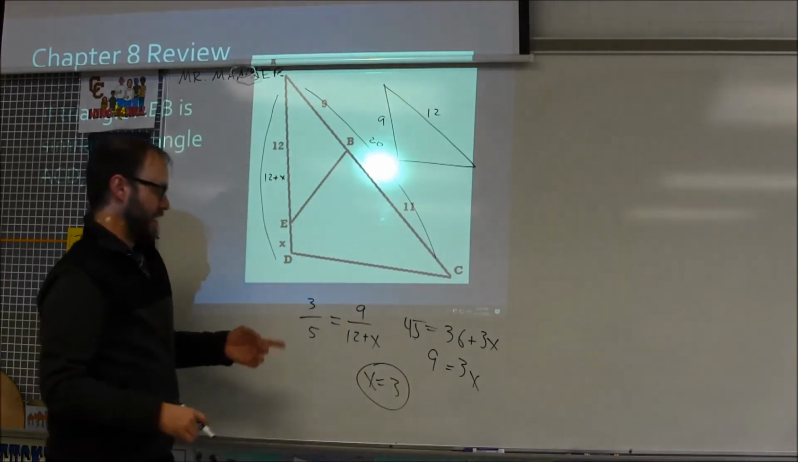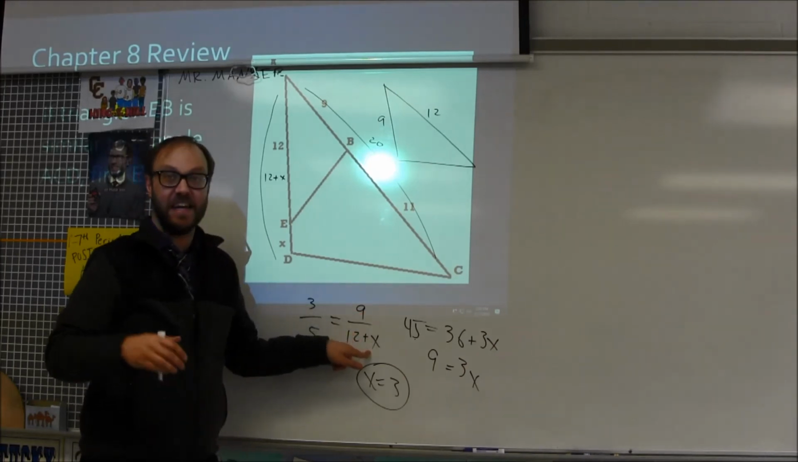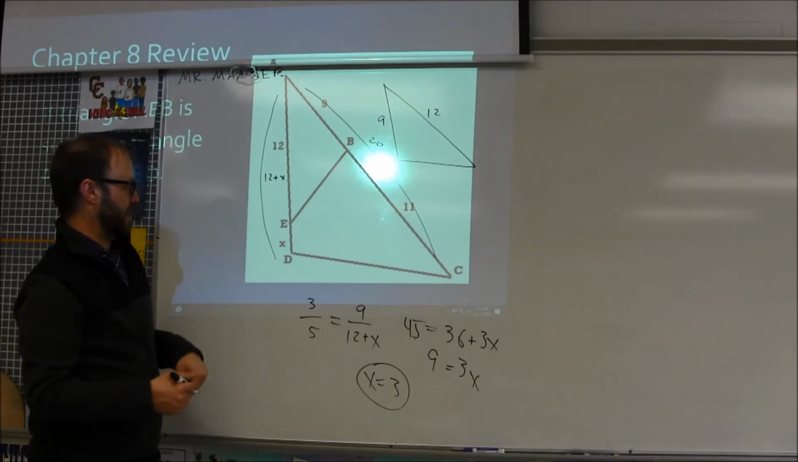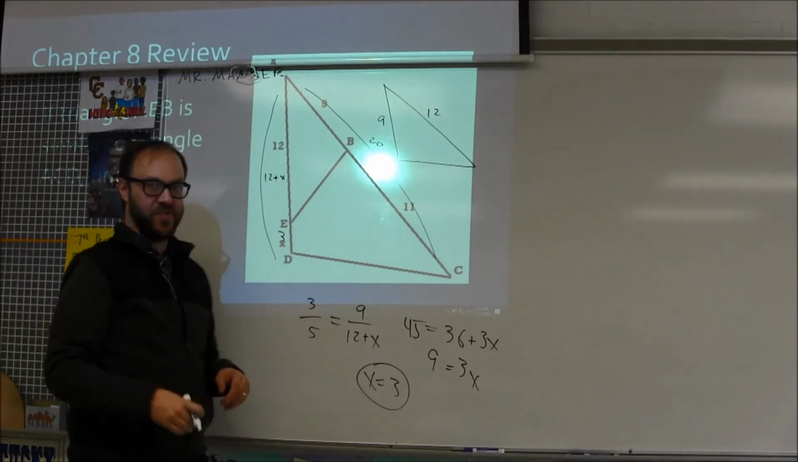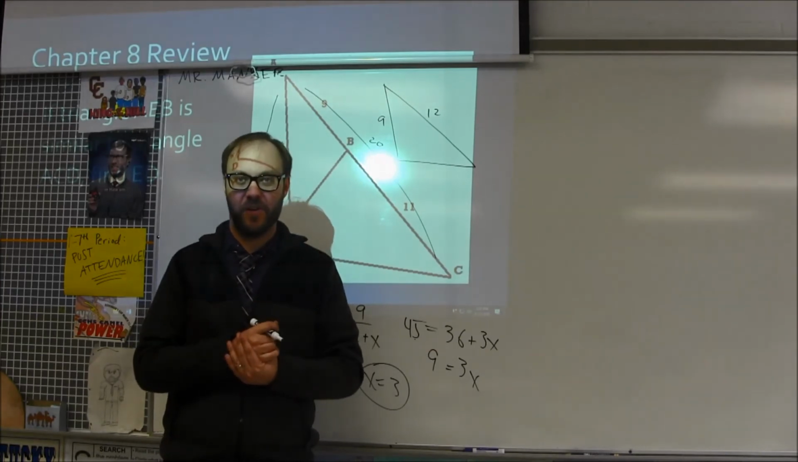Okay, and if you go back and check, 12 plus 3 is 15. 9 over 15 simplifies down to 3/5. This other fraction we had before simplifies down to 3/5. So that missing side there is 3. That's a tricky problem. It's tough to see unless you're told that those triangles are similar.